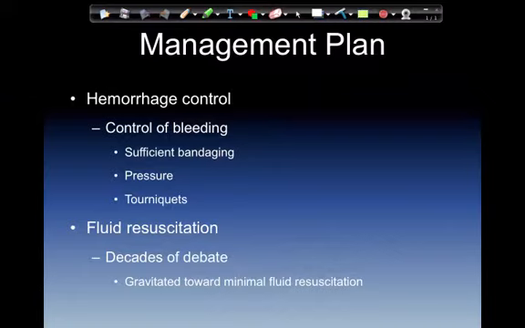Get the tourniquet on there. The bleeding will kill them a whole lot faster. They can repair those vascular beds in surgery. So get the tourniquet on, stop the bleeding as fast as possible.